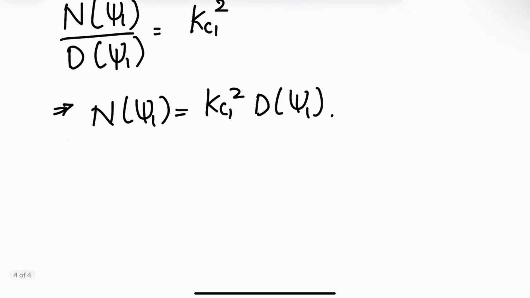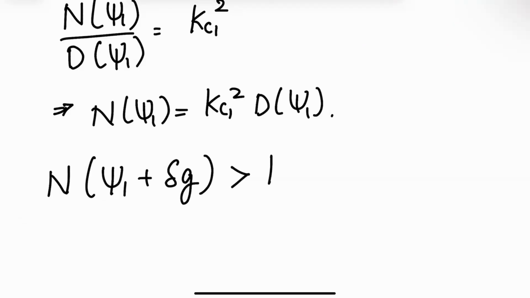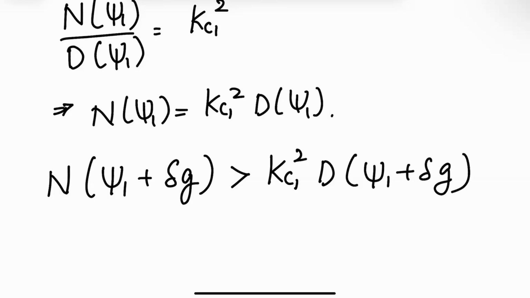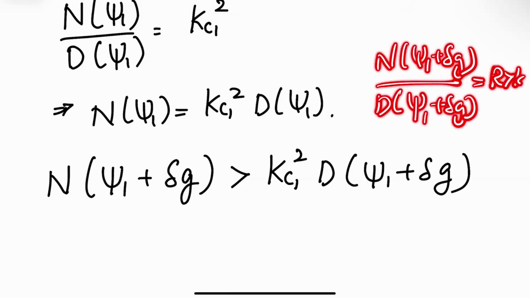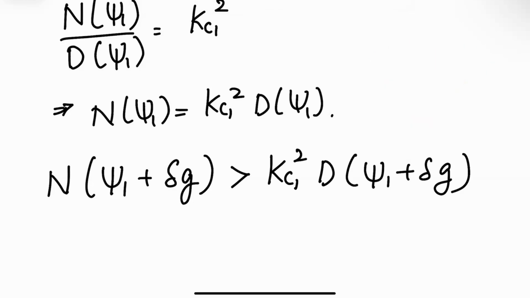Now, if I pick another function g that is also admissible, and I perturb psi1 by this g, then it must be that this equation is true, right? Because n of psi1 plus delta g over d of psi1 plus delta g is some other real number which is greater than kc1 squared, right? Because kc1 squared was the minimum. And since it's greater than kc1 squared, I can take d to the other side and I get this relationship. Okay?